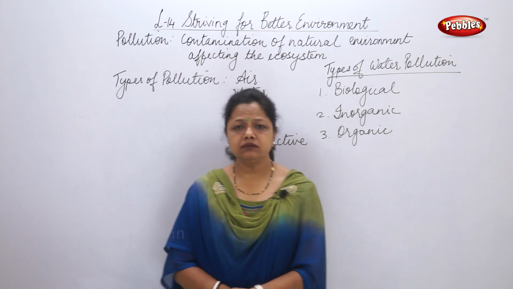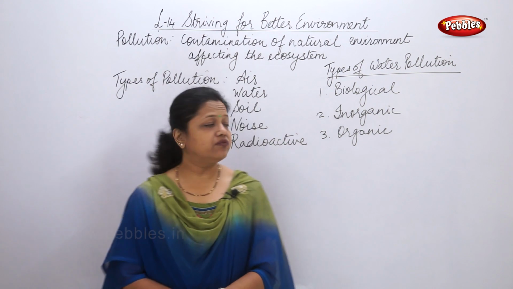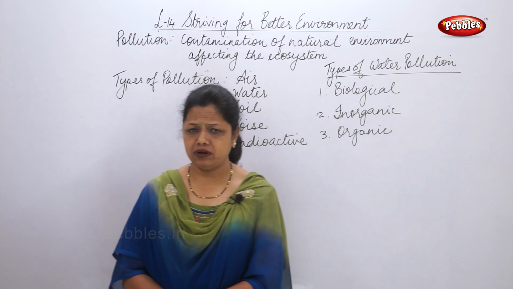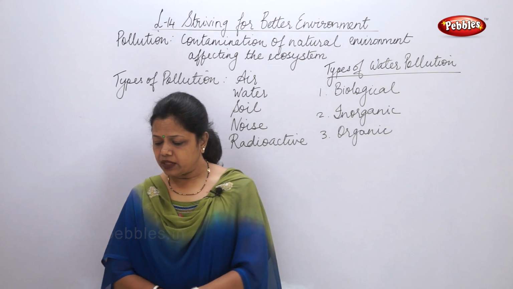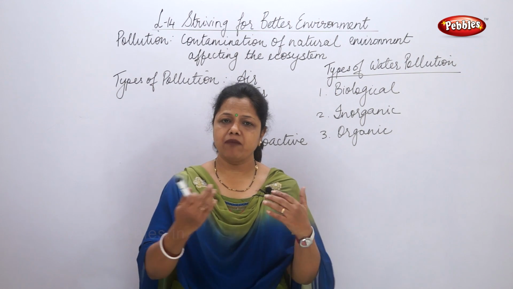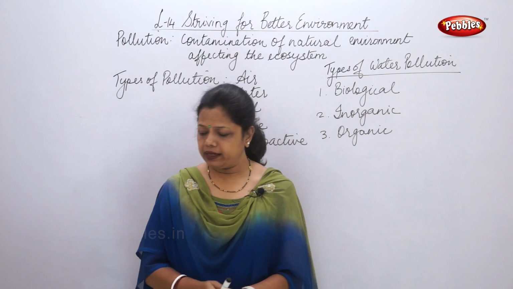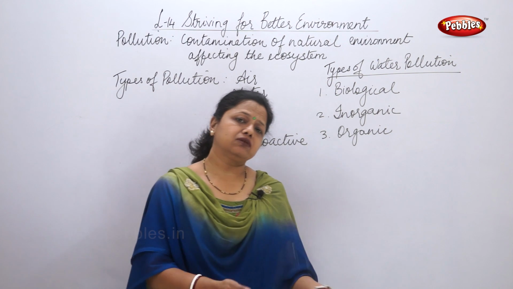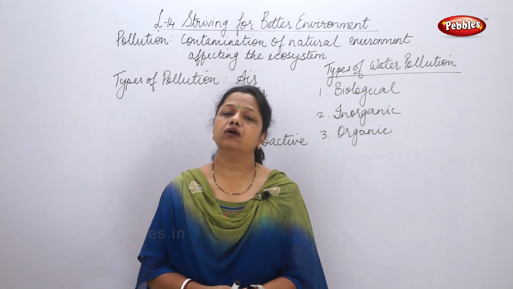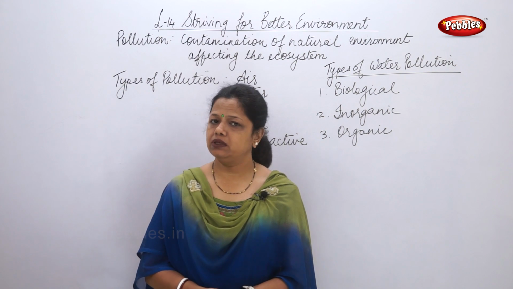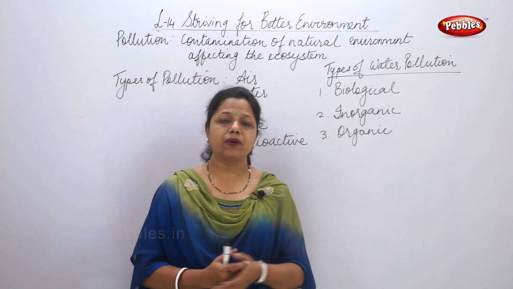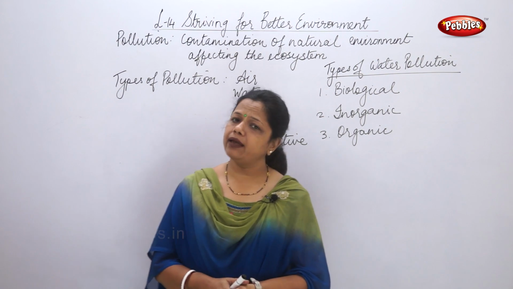Organic water pollution. Organic water pollution means when we use a large number of herbicides, pesticides, and fertilizers, they contribute to water pollution. When an excess amount of manure or any type of sewage enters the water, this sewage and manure also can create pollution in water. So these were the three types of water pollution, that is biological, inorganic and organic.